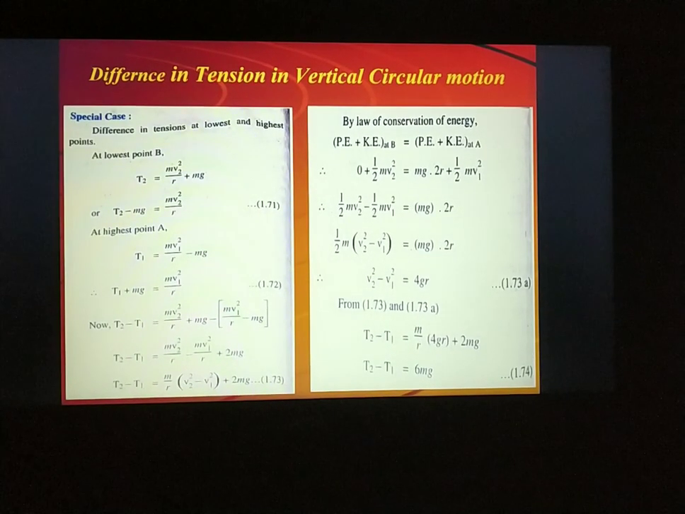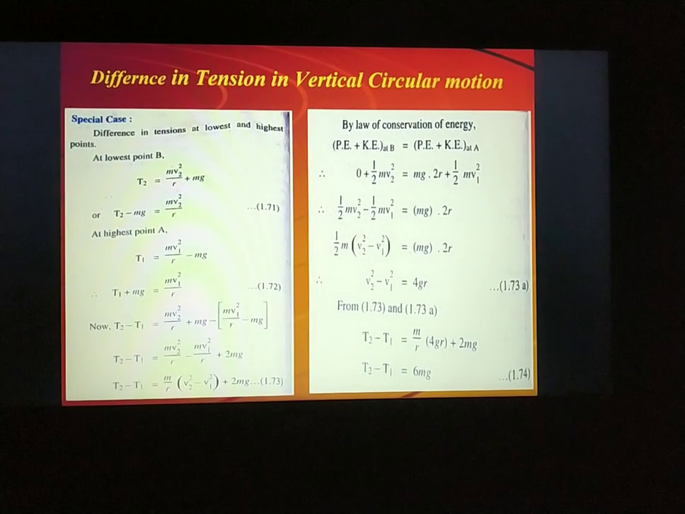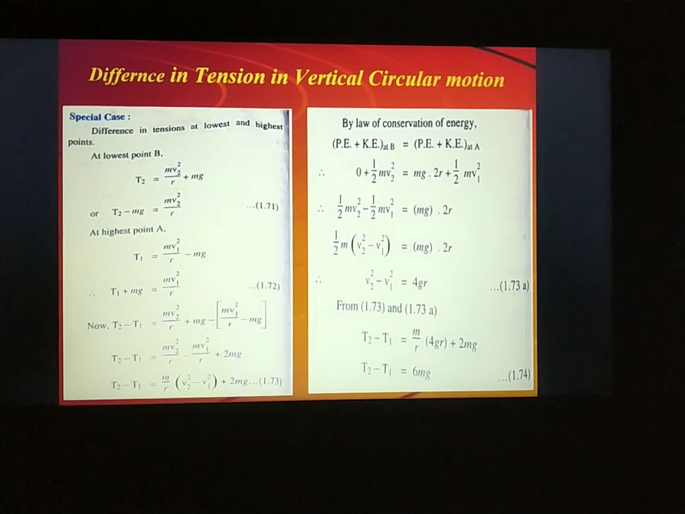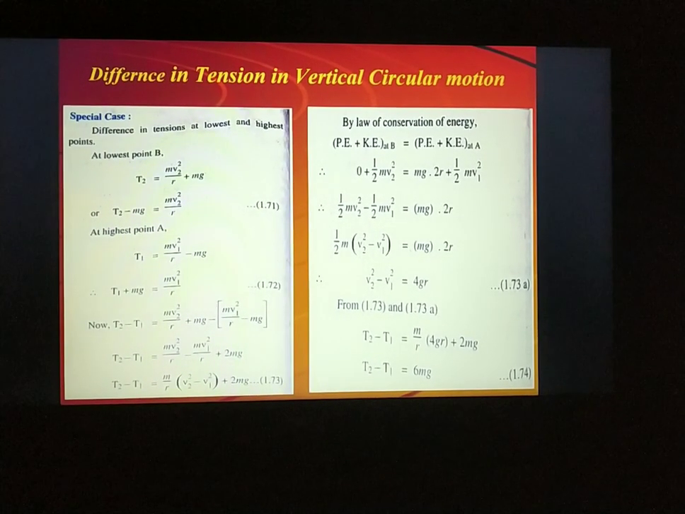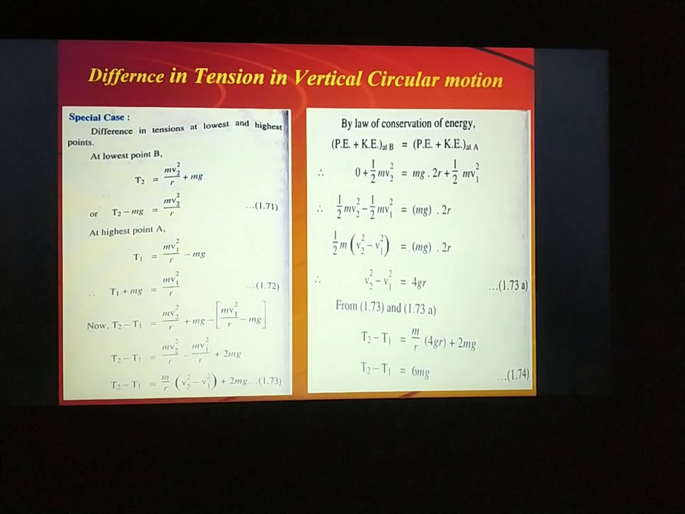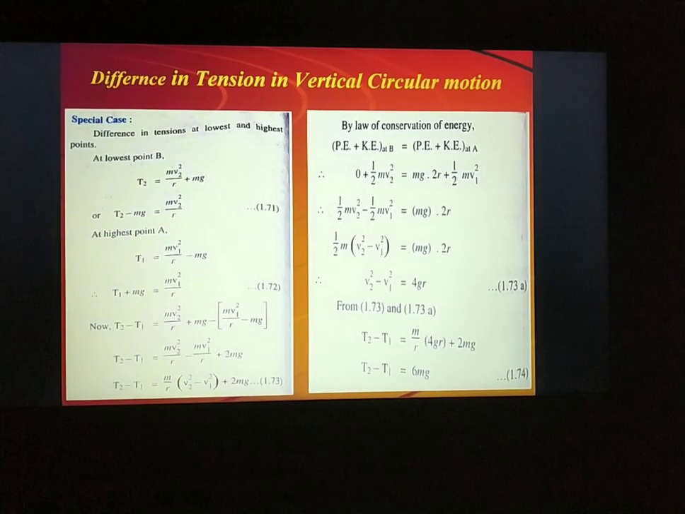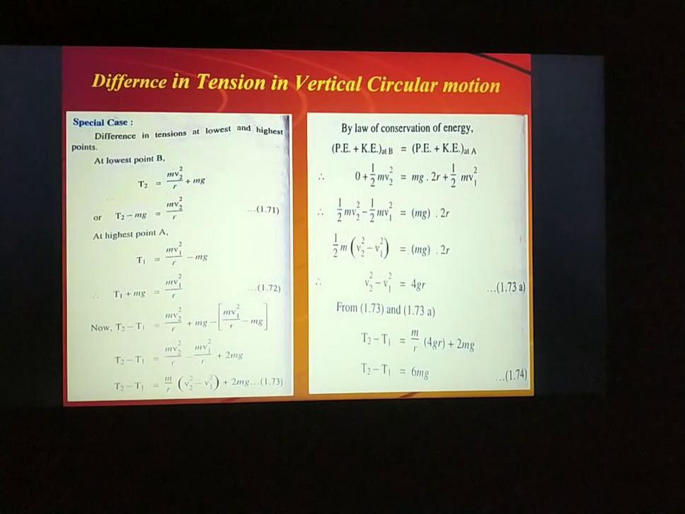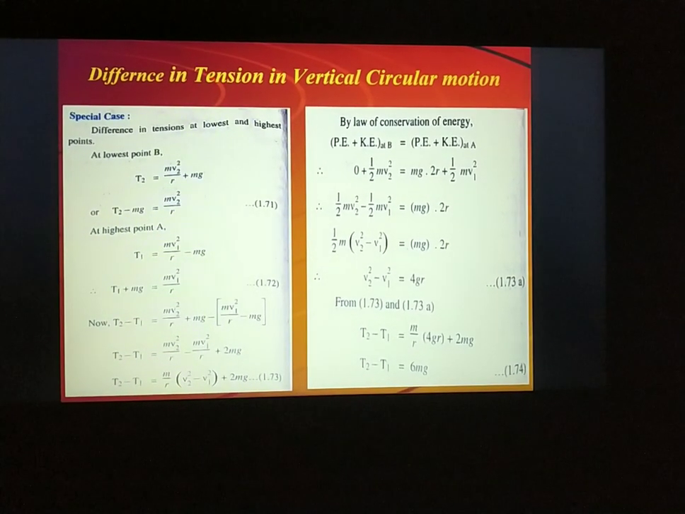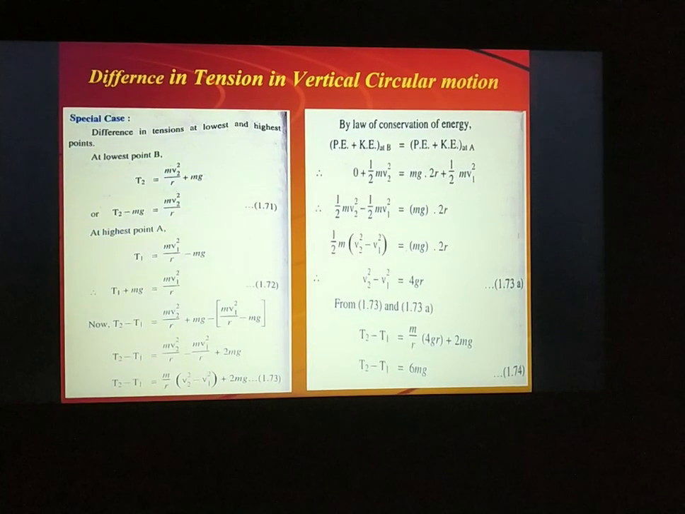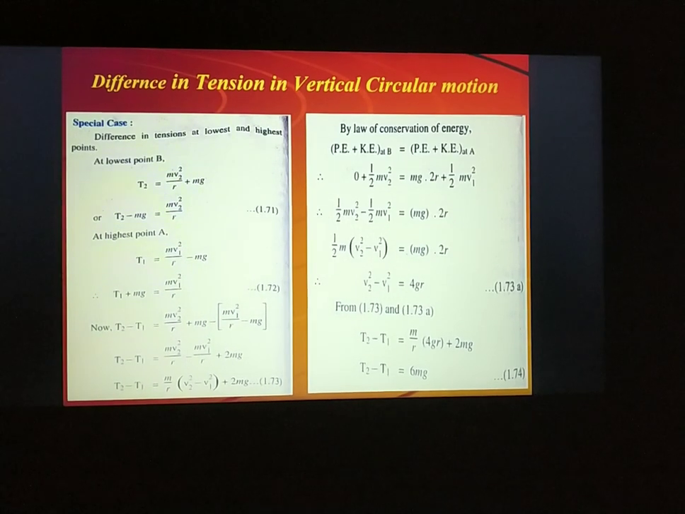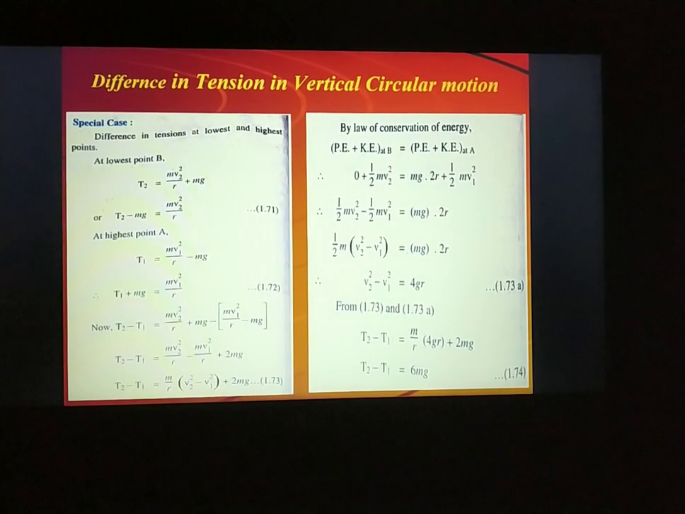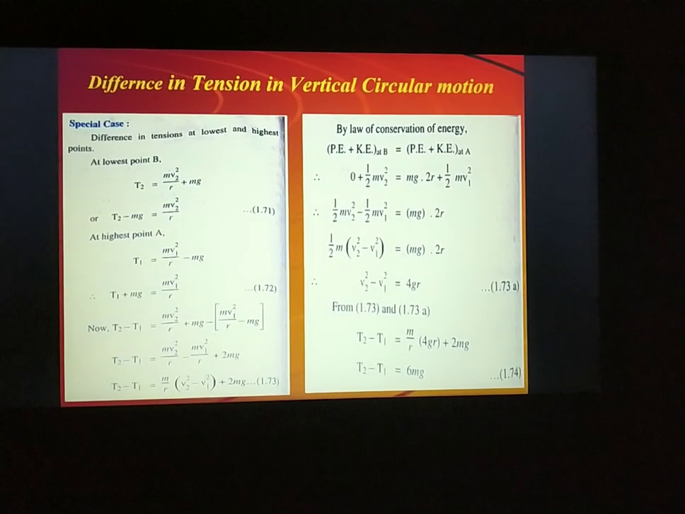If you are taking the difference, T2 minus T1, you are cancelling the mg, minus and minus will be plus, so mg plus mg will be 2mg. Now here we take m upon r common, so T2 minus T1 equals m upon r in brackets v2 square minus v1 square, plus 2mg.